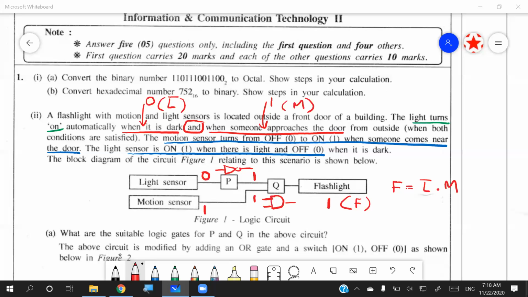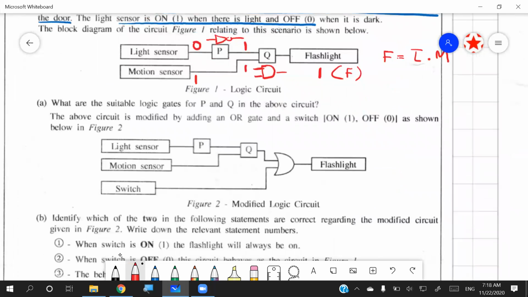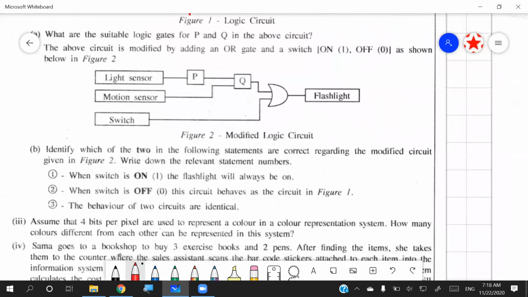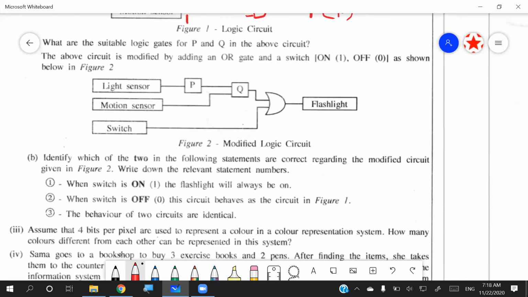Moving downwards, right? So the next question is asking to identify which two of the following statements are correct regarding the modified circuit given in figure 2. Write down the relevant statement numbers. So the first one says when the switch is on, the flashlight will always be on. So now what they have done is, the output of the previous circuit is set with an OR gate and a switch is connected to that.